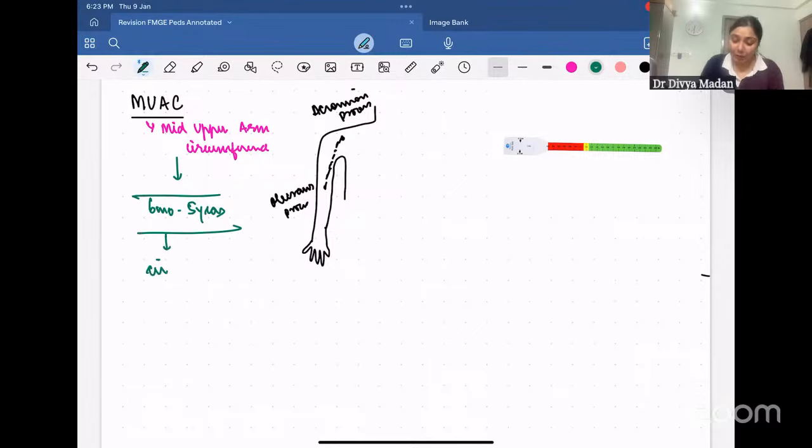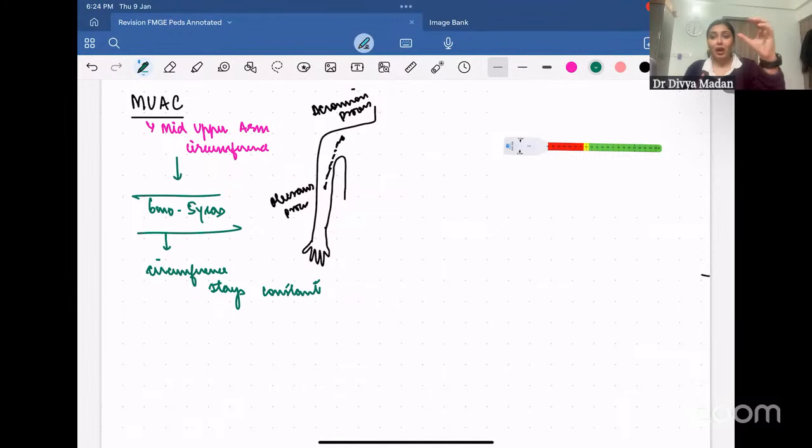This mid-upper arm circumference stays constant. Why is it so? Have you seen a newborn baby, so chubby, right? And as the child grows, that chubby fat goes and the muscle develops. The same thing happens in the arm. Initially, the baby is very chubby. It has fat, and as the child grows, this fat reduces and the muscle mass increases. So the overall thickness, the overall circumference of the arm, remains constant.